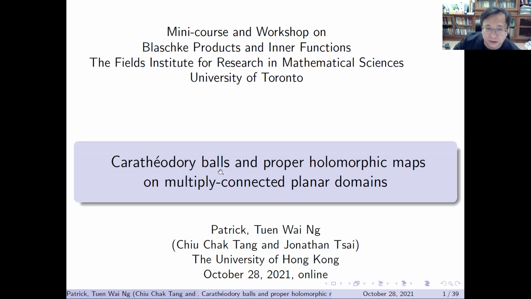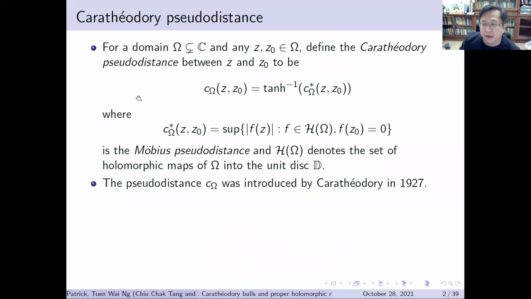First of all, I would like to thank the organizers for the invitation and for organizing these mini courses and the workshop. So the title of my talk is Carathéodory balls and something related to proper maps on some planar domains. Let me start by recording the definition of the metric. So here is the formula for the metric.